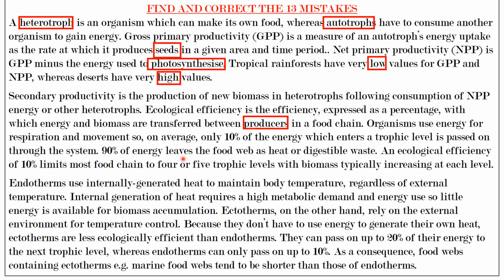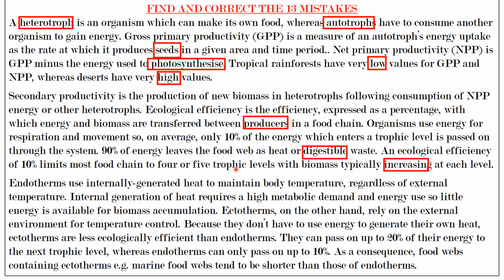90% of energy leaves the food web as heat or digestible waste. That should be undigestible waste. If it's digestible, then you've got the energy out of it, whereas undigestible, you cannot. An ecological efficiency of 10% limits most food chains to 4 or 5 trophic levels, with biomass typically increasing at each level. That should be decreasing. Okay, so we have 4 to go.